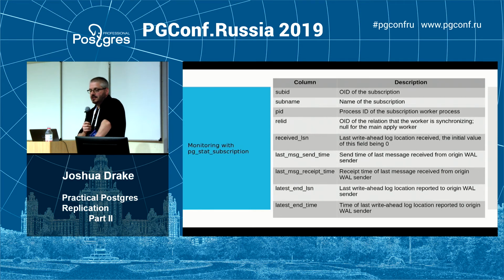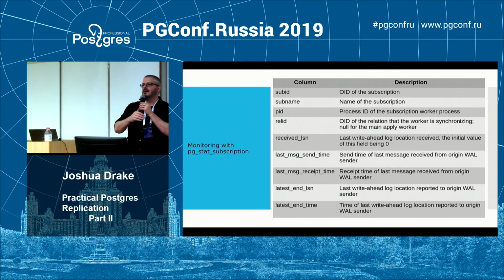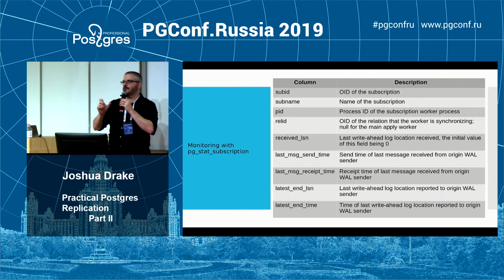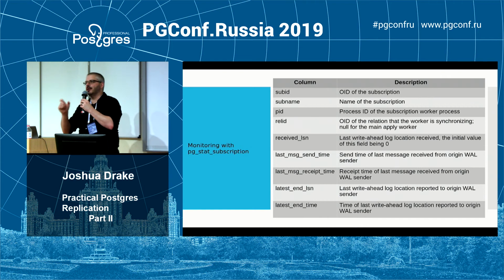You can monitor it with pg_stat_subscription. I didn't do an output of this, but you've got your subscription ID, which is the OID of the subscription. You've got your subscription name, the process ID of the subscription worker, and the OID of the relation that the worker is synchronizing. This is interesting because you would be able to map that in pg_class and, if you have a subscription that has multiple tables, know exactly which table is currently being worked on.